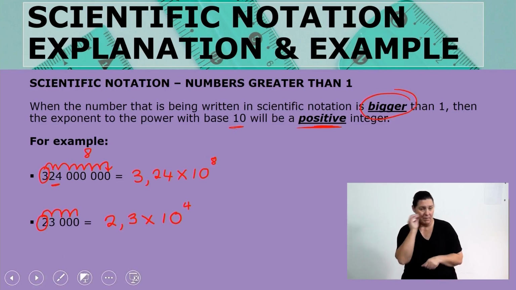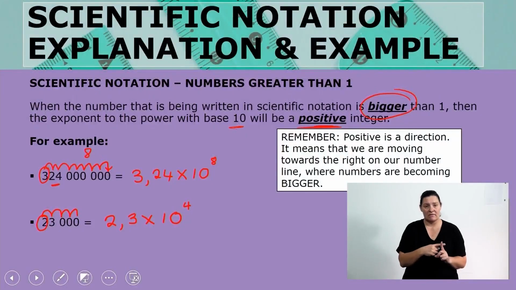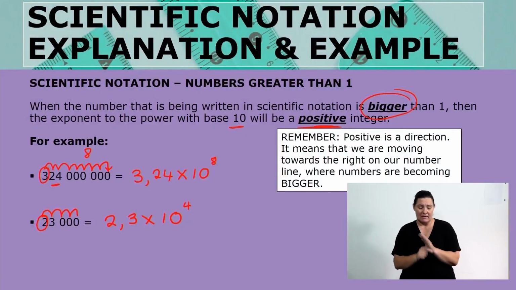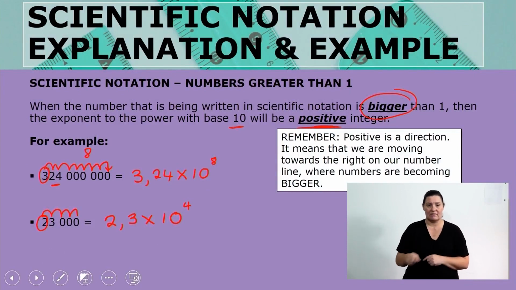So what you need to remember here is that because positive means direction, we are shifting our number to the right. So that is why our exponent is going to be positive, because we are moving to the right.